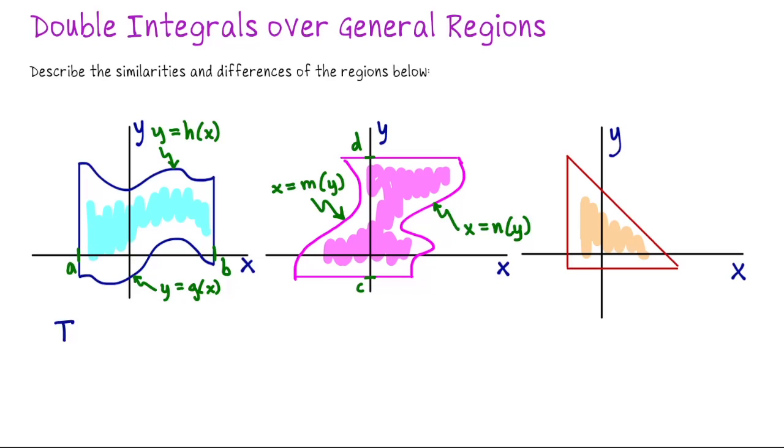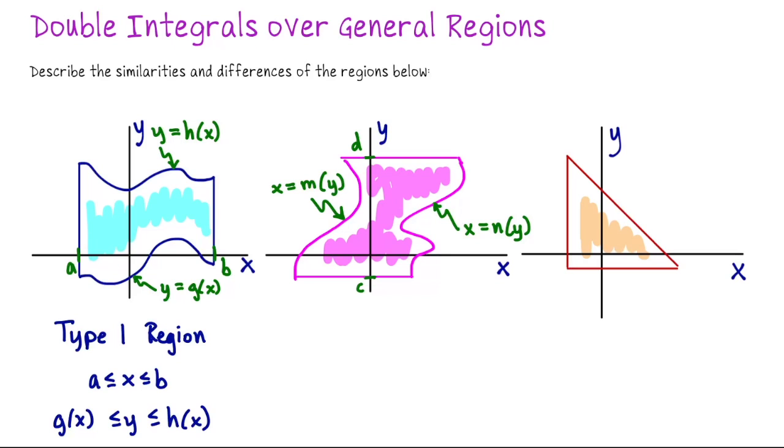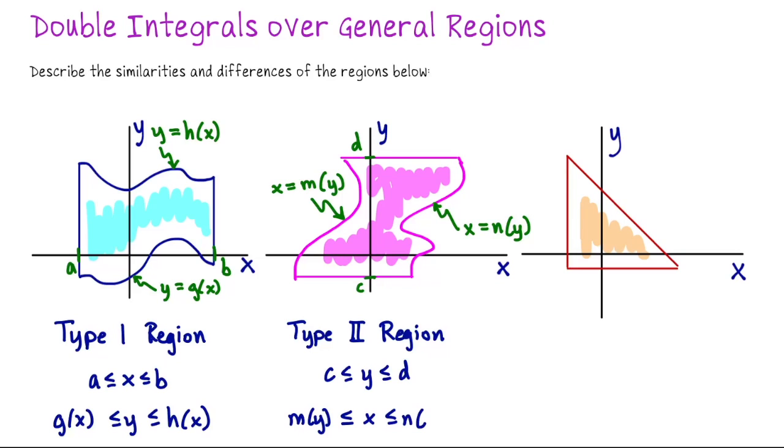The one on the left is what we'll call a type 1 region. And it's a region you can describe as x is bound between two constants, and y is bound between two functions of x. The middle one is what we'll call a type 2 region. For this type of region, we'll say that y is bound between two constants, and x is bound between two functions of y.